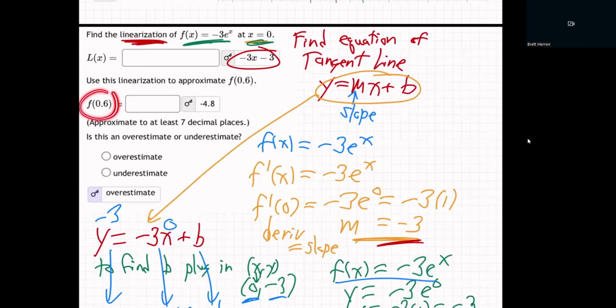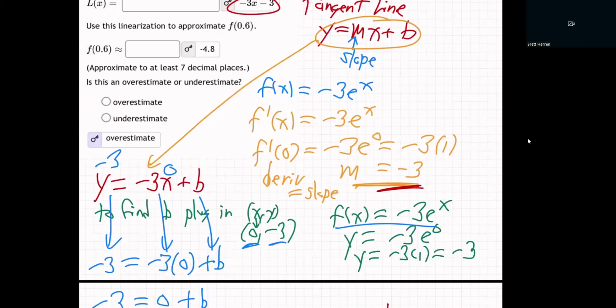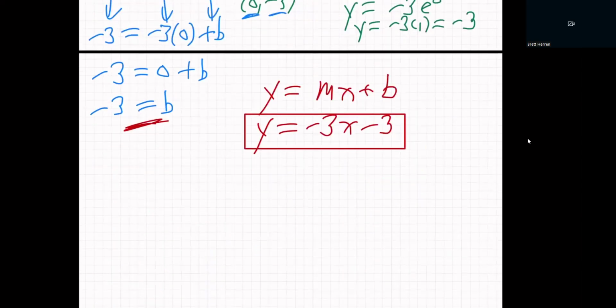Anyway, so now let's use it. They say find f of 0.6, what it equals. See that shaky equal sign? That means approximately equal to. So you want to find f of 0.6.